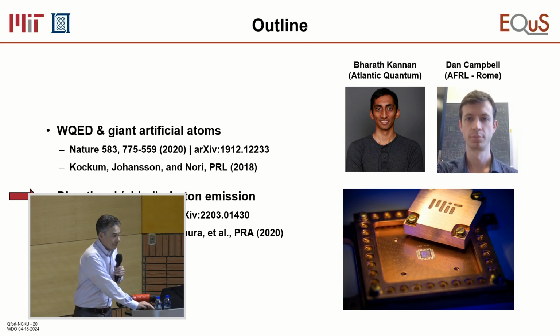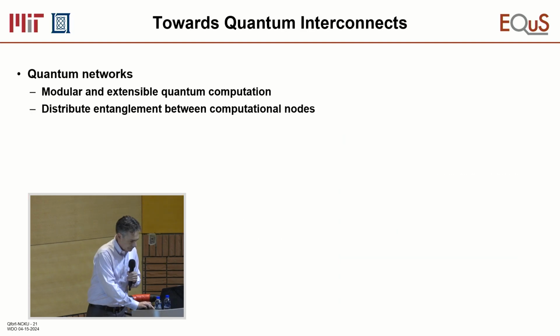Now, the second part that I'd like to talk about is directional, or sometimes called chiral photon emission. What I'd like to motivate here is the reason we want to do this is for quantum networks. Quantum networks are important because we need to communicate between different parts of a chip. Maybe the qubits aren't next to each other.